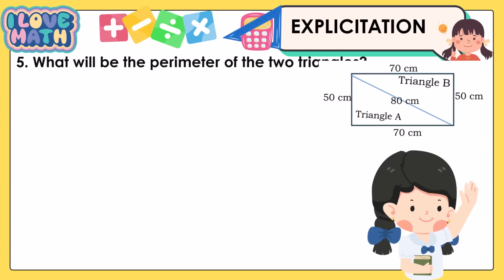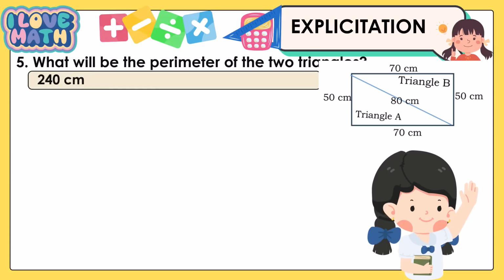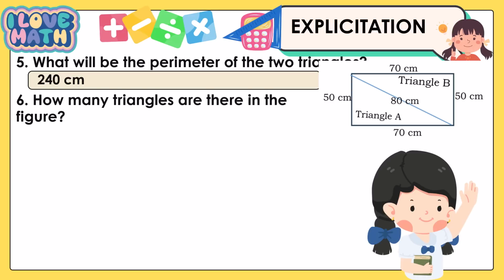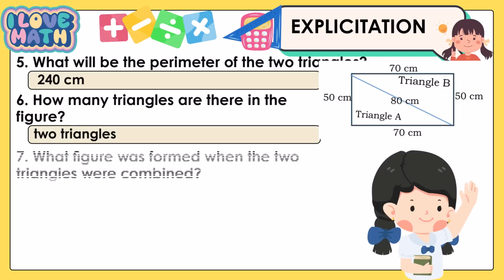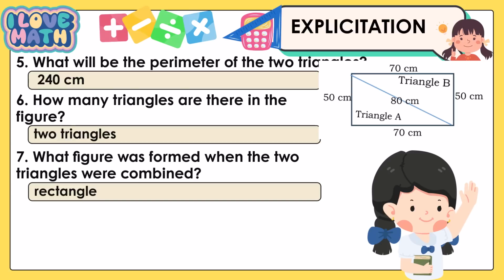Number 5, what will be the perimeter of the two triangles? The answer, 240 centimeters. Number 6, how many triangles are there in the figure? The answer, 2 triangles. Number 7, what figure was formed when the two triangles were combined? The answer, rectangle.